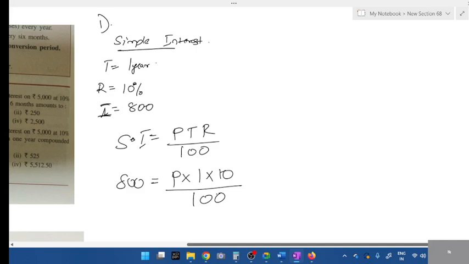Concentrate. This chapter is tough. I'm telling you all, this chapter is tough. If you're not concentrating, you'll struggle. So if you want to find P, first reduce, students. 0 and 0 get cancelled. What happens to this 10 if it goes to the other side? 8,000. Yes. So what principal did we get? 8,000.